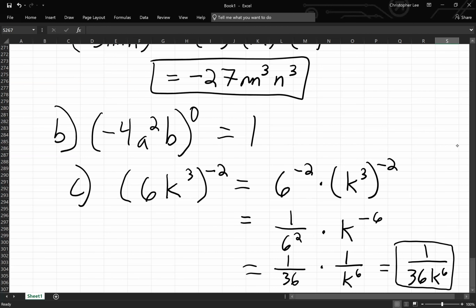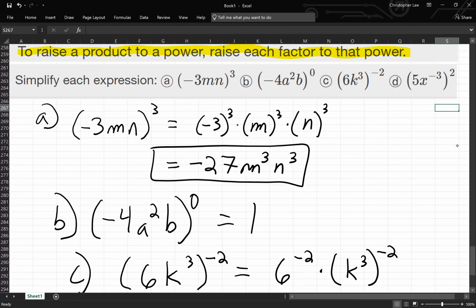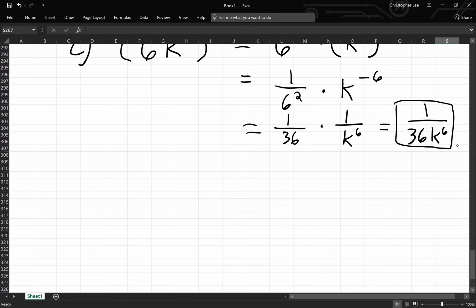Questions on that? That is the way to do that. Go ahead. I didn't get it yet. Because of the cube. Remember, that's -3 times -3 times -3. Right, yeah.